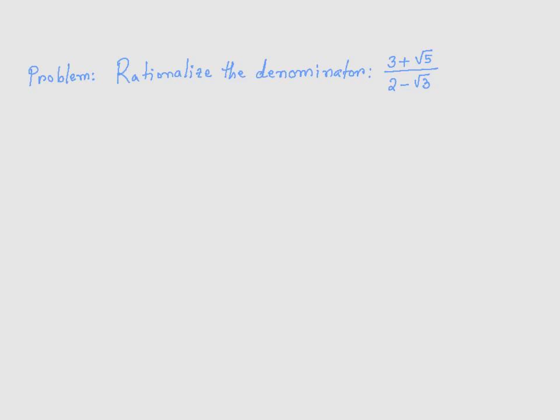In this video, I am going to rationalize the denominator of this given radical expression. To rationalize the denominator, all we need to do is look at the denominator and find the conjugate of it. So the denominator is 2 minus square root of 3. The conjugate of it is going to be 2 plus square root of 3. Basically, whatever the sign is in front of the radical, you change it to the opposite sign.